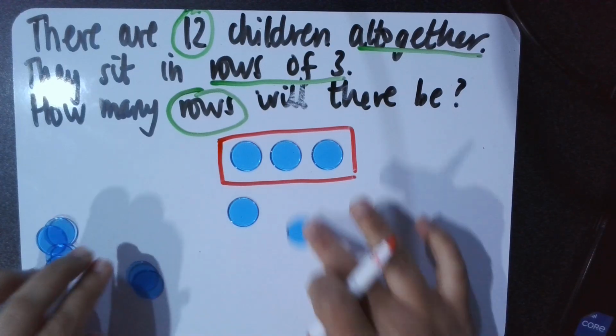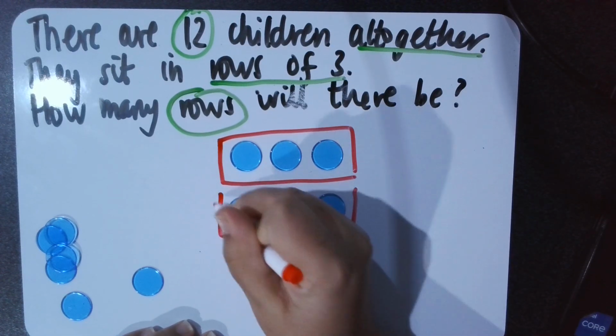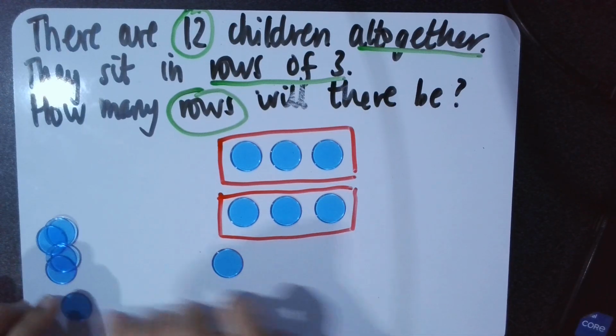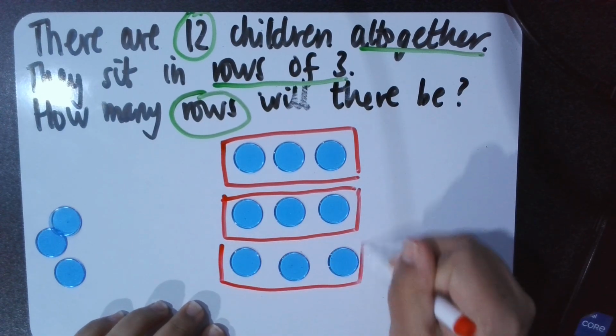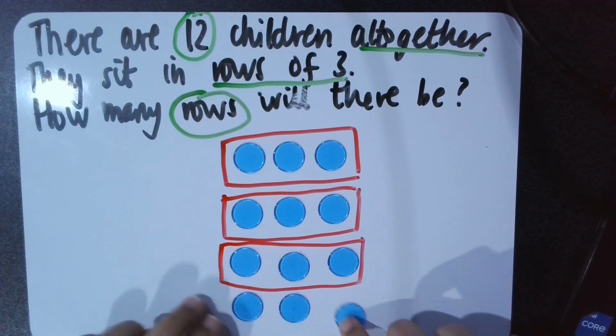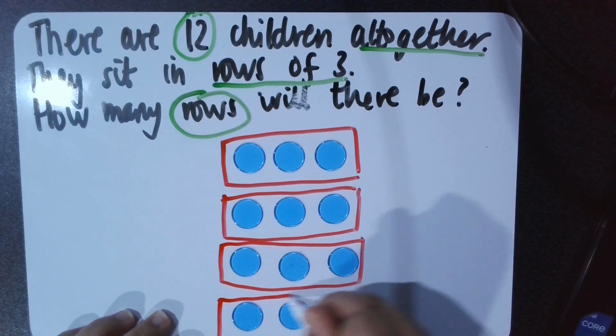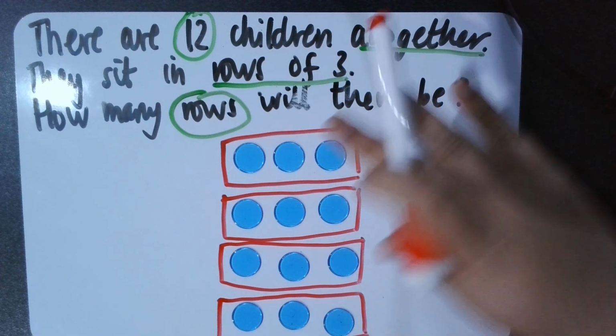1, 2, 3. That's another one. 1, 2, 3. That's another one. 1, 2, and 3. That gives me my last one. Interesting. So I've made my groups of 3 for my different rows. Okay. I can see all of my 12 counters have been shared equally.